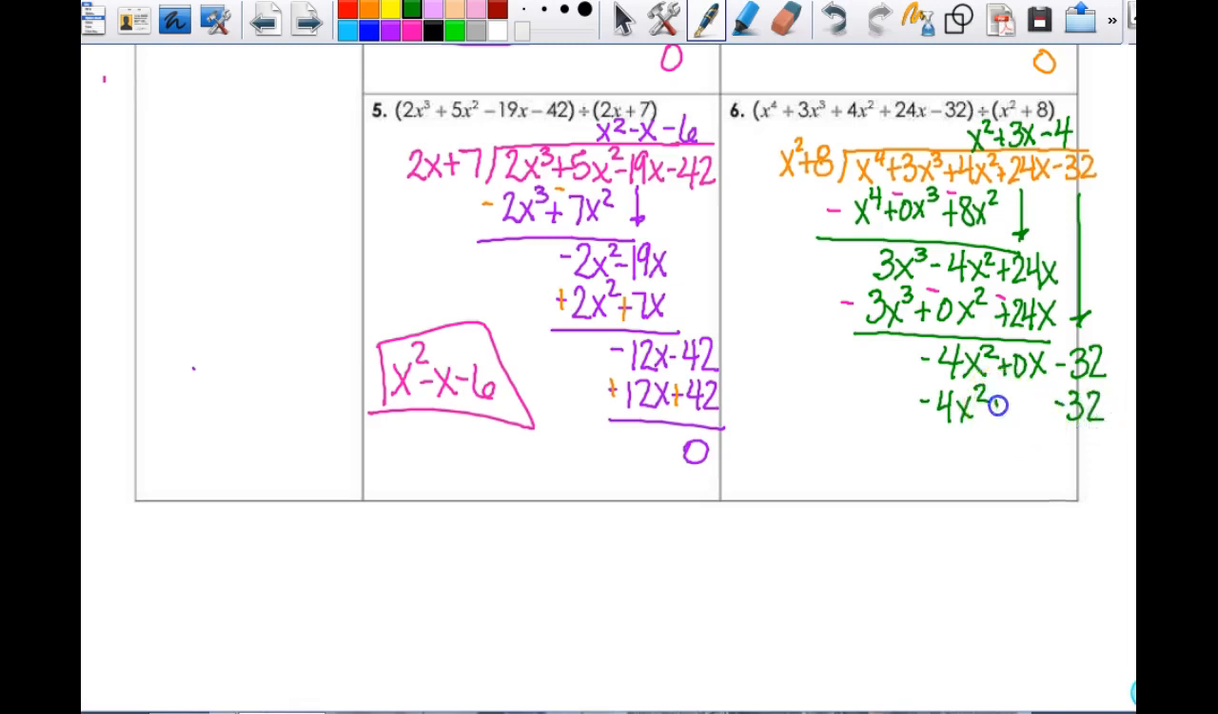So again, you have plus 0x here. I change my signs. And I get 0. That's nice. Which means my answer in the end is x squared plus 3x minus 4.